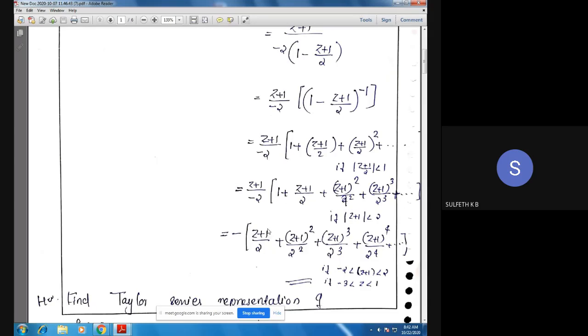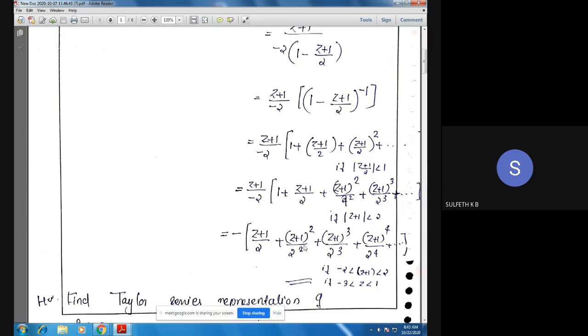Okay. Then we can multiply the (z+1)/2 term outside the bracket. We get, minus, outside the bracket. Then 1 into (z+1)/2 gets (z+1)/2 plus ((z+1)/2)^2. That is, (z+1)^2/2^2 plus (z+1)^2/2^2 into (z+1)/2 will get (z+1)^3/2^3, plus (z+1)^3 into (z+1) will get (z+1) raised to 4 divided by 2^3 into 2 will get 2 raised to 4, plus etc.